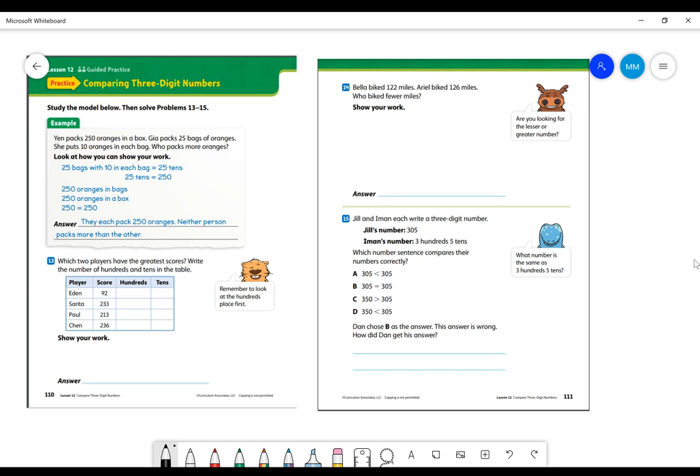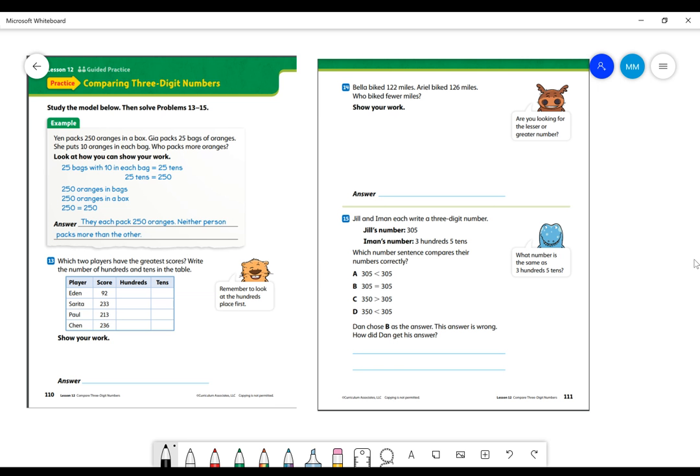Today we are on pages 110 and 111 in our instruction book. So we are going to go ahead and dive right into comparing 3-digit numbers. All right, it says study the model below, then solve problems 13 through 15.